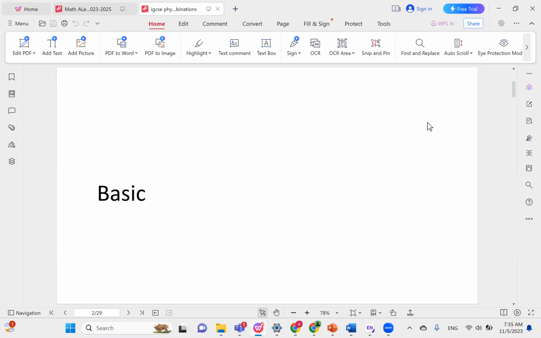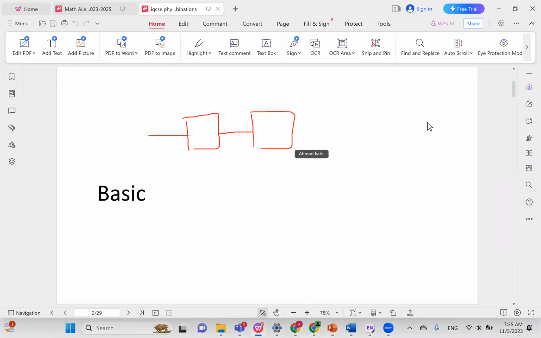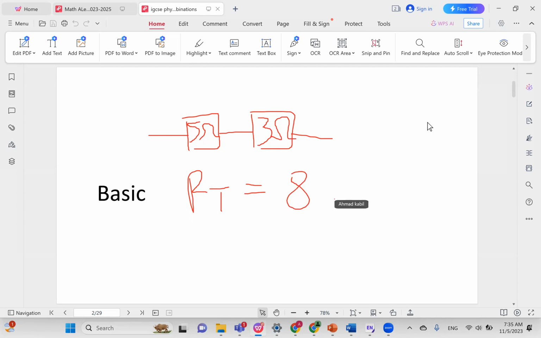The idea is as follows. You should understand that if we connect resistors in series, if, for example, the first resistor is 5 ohms, the second resistor is 3 ohms, then the total resistance will simply be the sum of these two, which is 8 ohms.